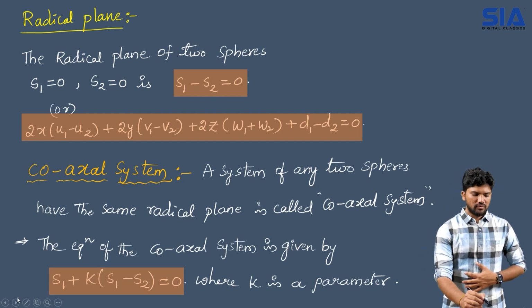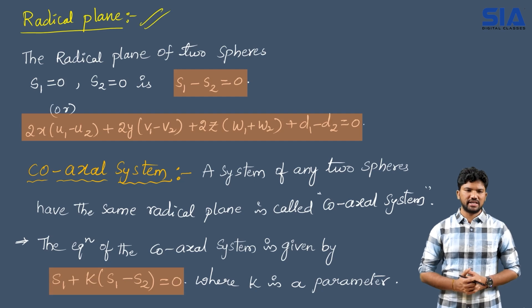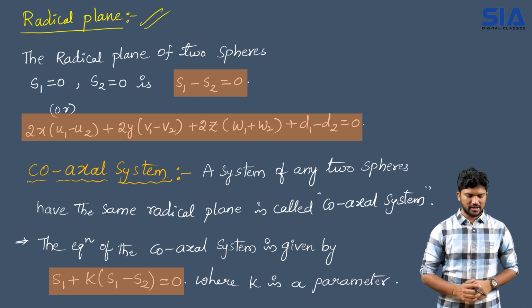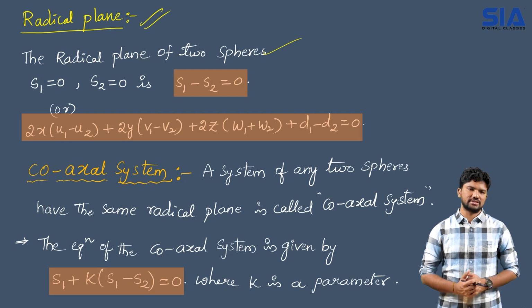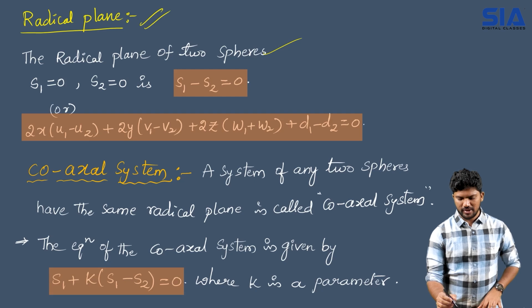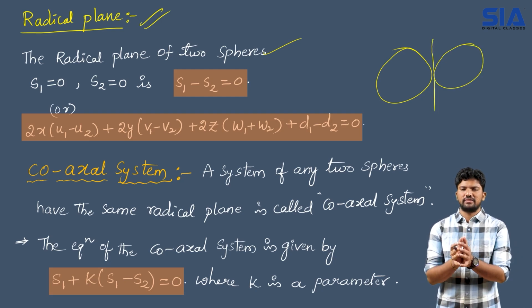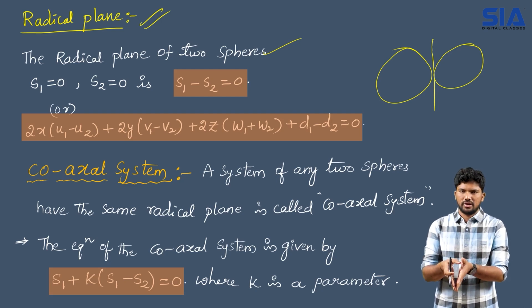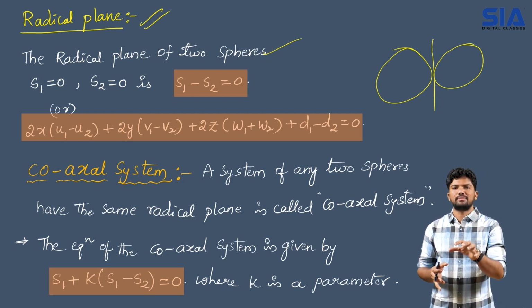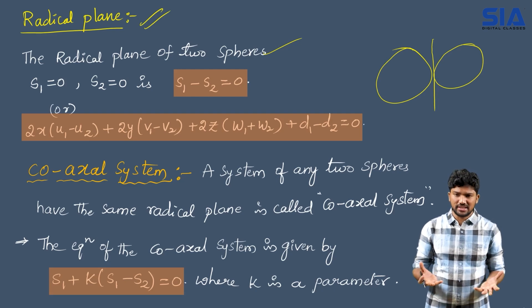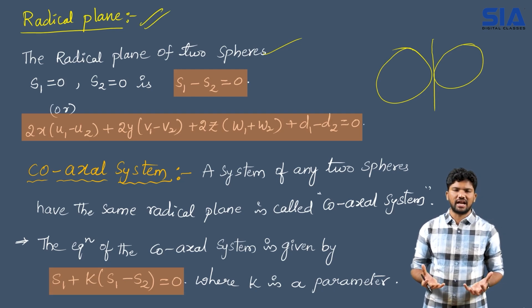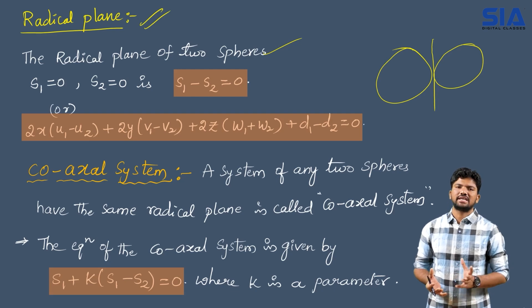Now one of the important concepts from this unit is the radical plane, the radical plane of two spheres. So what is the radical plane? First of all, it is the same as I explained previously. If you take two spheres, and between the two spheres you draw any line or any plane, that plane is called the radical plane. That is not an exact definition, though.